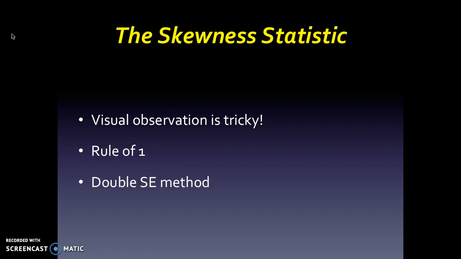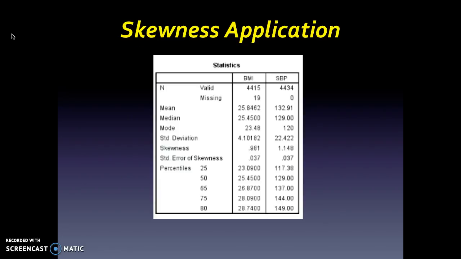This is a more common way we can check for normal distribution by examining the standard error of skewness statistic. To perform the double SE method to check for skewness, take the standard error of skewness statistic and double it. If the skewness score exceeds the double SE score, this would indicate that the distribution is skewed. Let's move to the next slide and go through an example.